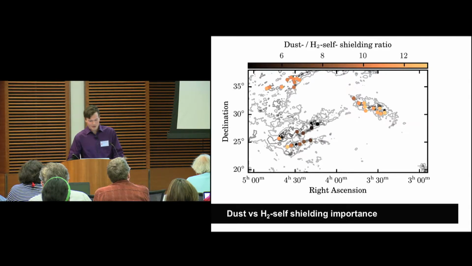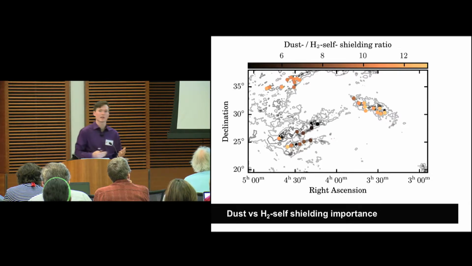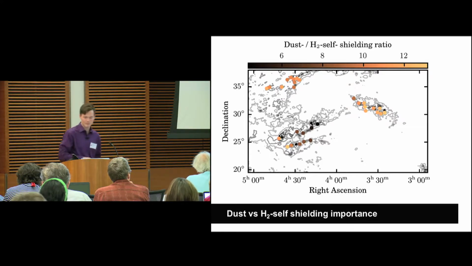All right. So now let's plot the dust versus H2 self-shielding ratio on the same optical extinction map. And we can see that in every core region, the dust is accounting for more of the shielding of these molecular cores in each of our core regions. Okay.